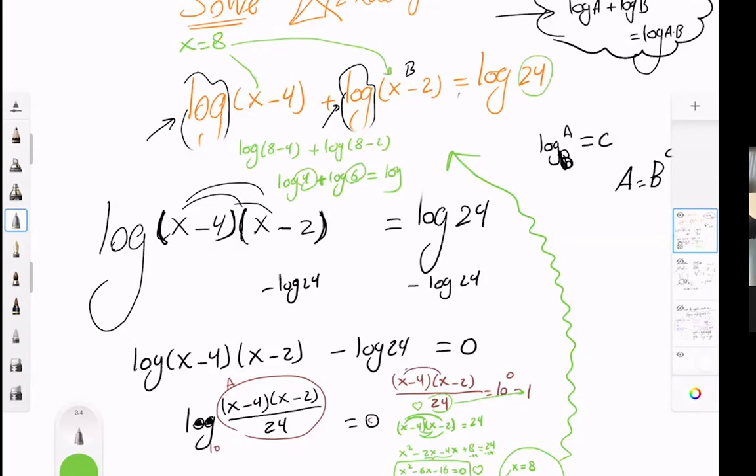Now, if you plug in negative 2, is negative 2 going to work? No. Why? Because you don't get log of 24. Because it's negative.